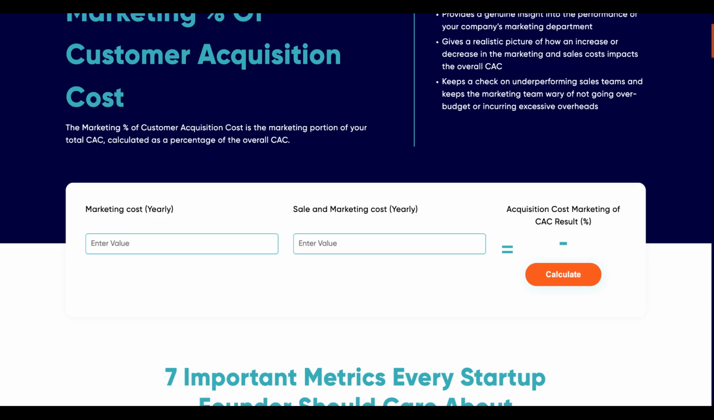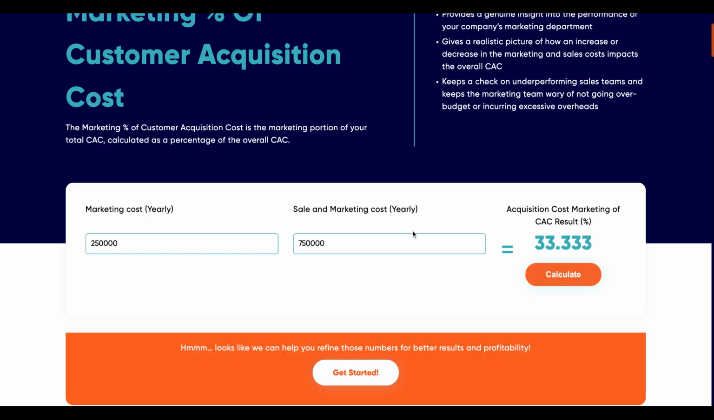Let me just plug in these values for you. 250,000 and 750,000 dollars. Simply hit calculate, you get acquisition cost marketing percentage, which is 33.33%. So ideally a low benchmark is between 20 to 30% and high benchmark is between 50 to 70%.